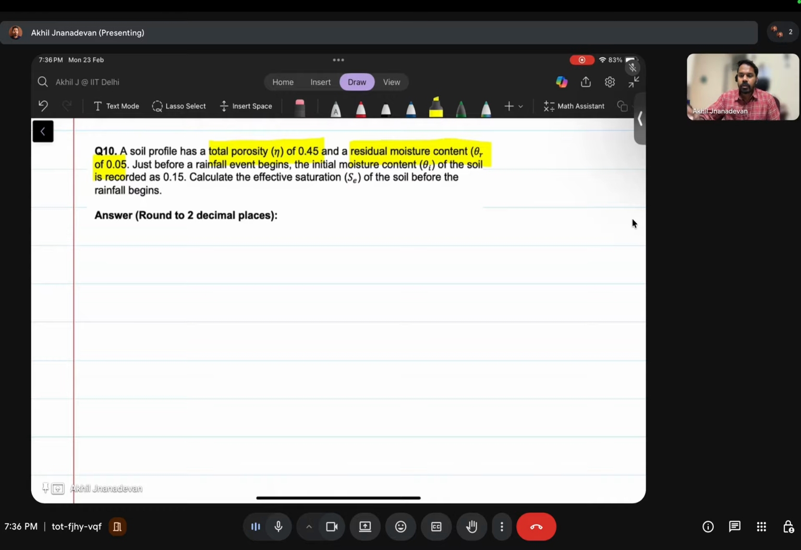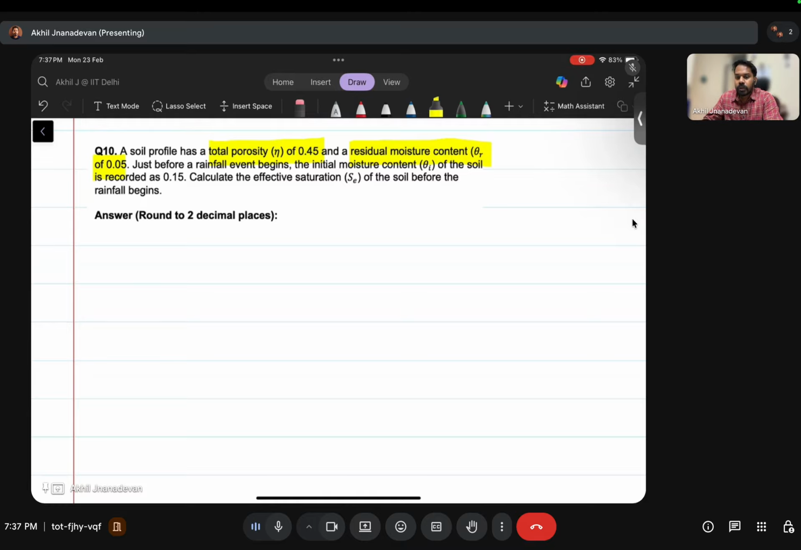So residual moisture content is nothing but this: if you take a soil sample and try to dry the soil at standard temperature and pressure conditions, some amount of moisture will still be there in the soil. That moisture content that is still retained in the soil is called the residual moisture content. Okay, so I hope that is clear.